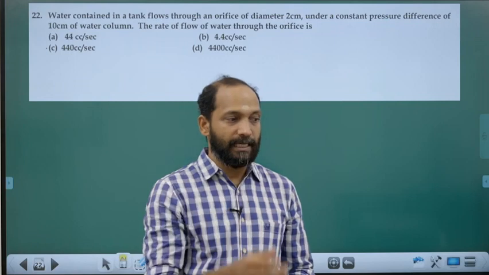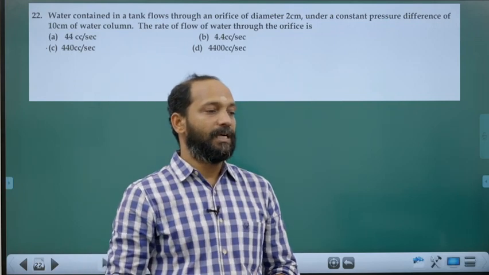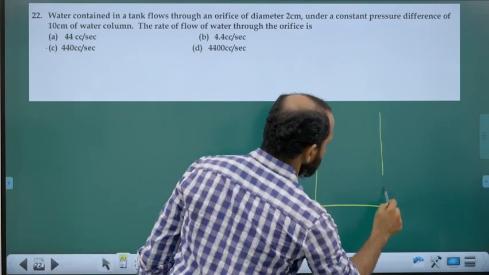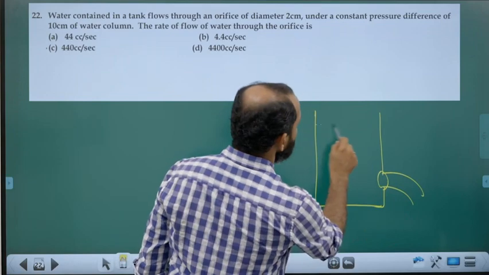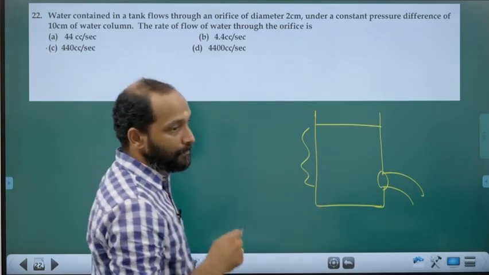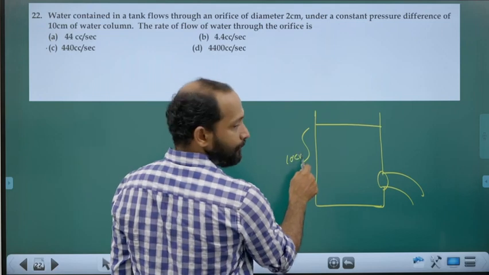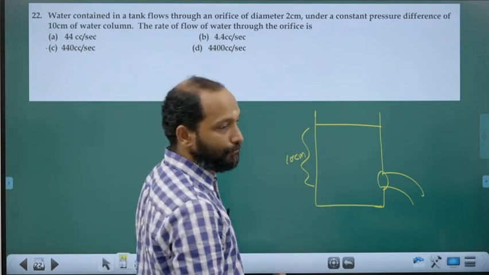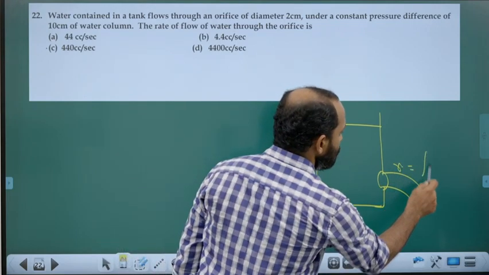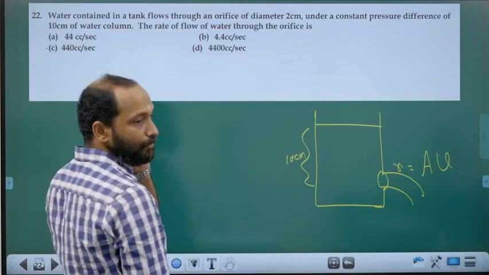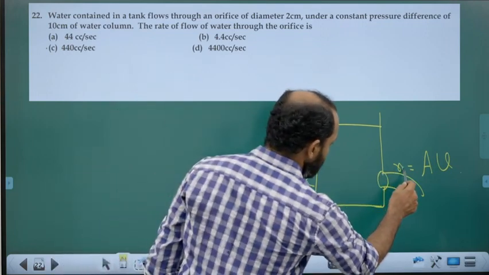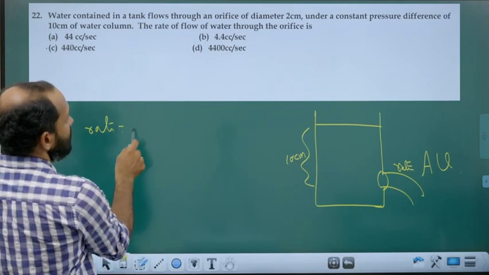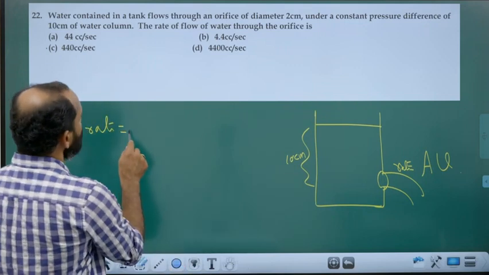Question 22. Water contained in the tank flows through an orifice of given diameter under a constant pressure difference of 10 centimeter of water column. Here is the orifice, and water jumps out. Here is the height of the water column, a pressure difference of 10 centimeter. The rate of flow of water through the orifice is, rate R is equal to area into velocity. The rate, in centimeter cube per second, is equal to area into velocity.